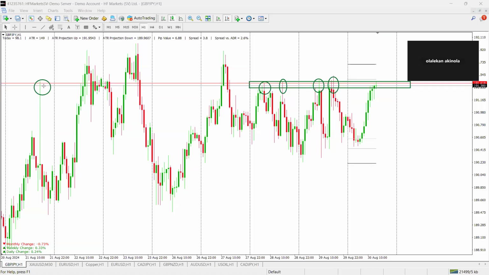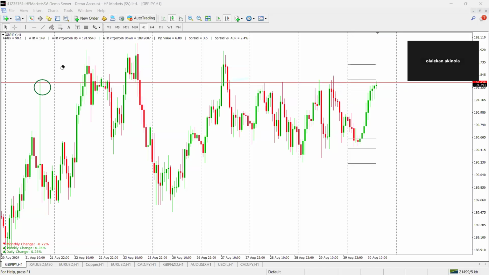So when we say high probability entries, we don't mean just support and resistance alone, but support and resistance backed by substance. Prices are rising. Now, this knocks home that idea.